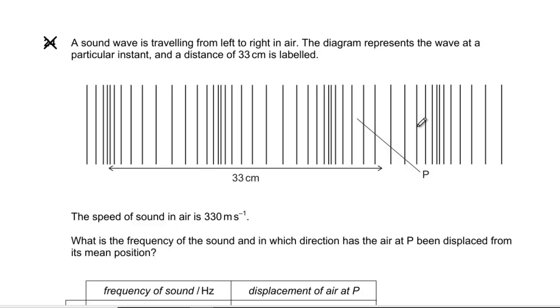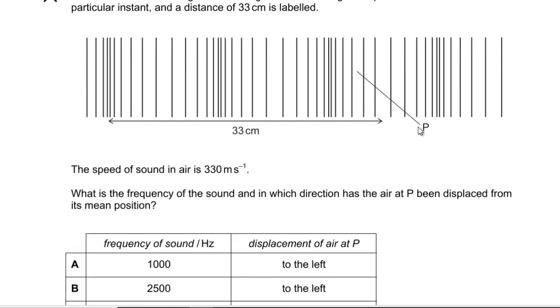24. A particular sound wave travelling from left to right in air. Distance is labelled as 33 centimetres. That's the speed of sound. What is the frequency of the sound? In which direction has the air at P been displaced from its mean position? Right, well, that second bit's going to be easier. P is nearer to this compression, so it would have moved left. So we know we want something which is moving left.